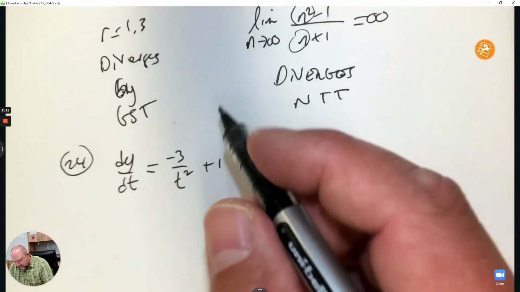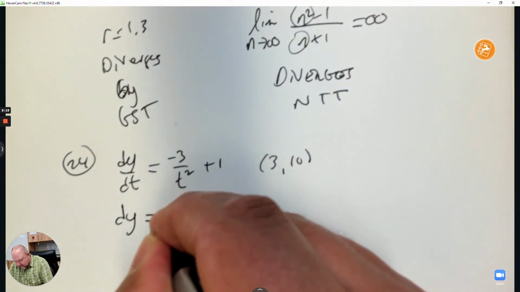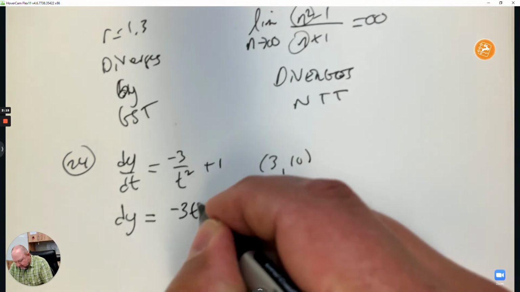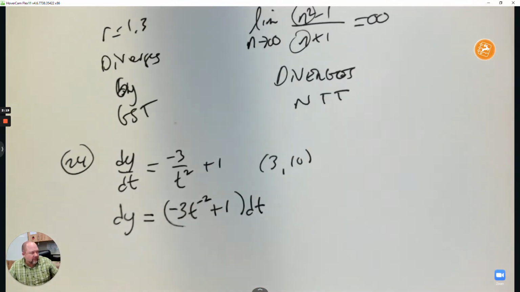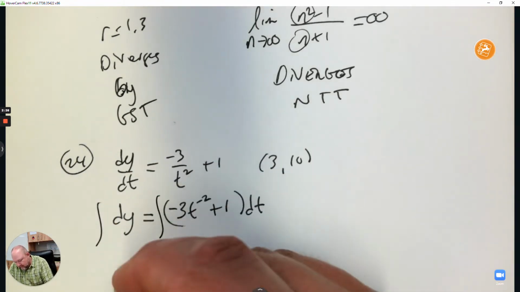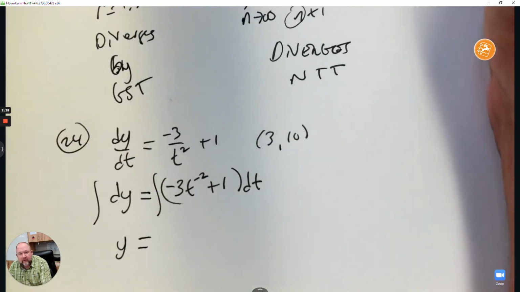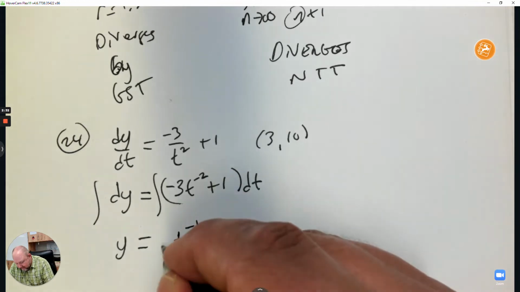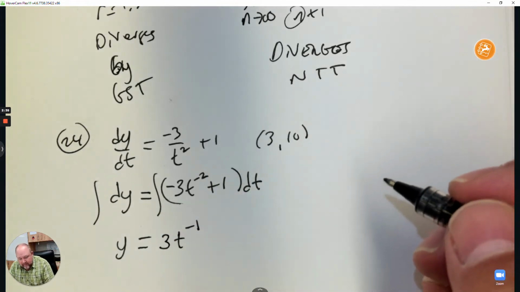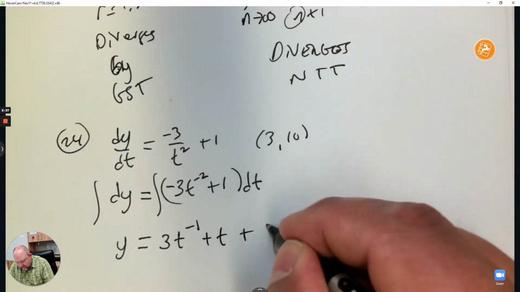So step 1 is to separate the variables. I'm going to write this as t to the negative 2 and multiply dt to both sides. This is just y. We're going to add 1 to the exponent and divide. That makes it positive 3. And then 1 is just t, and then c.